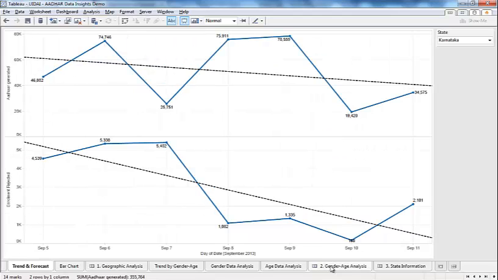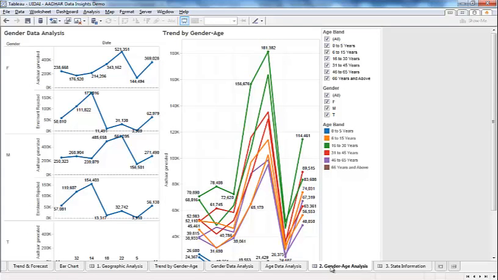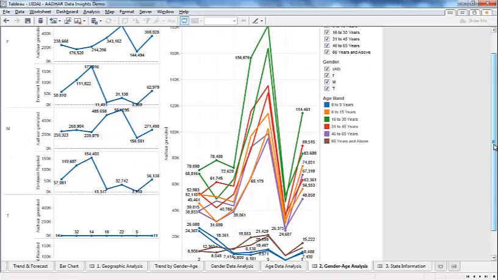Okay, let's go to another dashboard, which is the gender age analysis dashboard. It's a little bit crowded here, so let me try to explain each of these charts individually. On the left hand side, gender F represents female enrollments, gender M represents male enrollments, and another unique thing that Aadhaar enrollment has done is to bring out transgender people who have enrolled for this process.